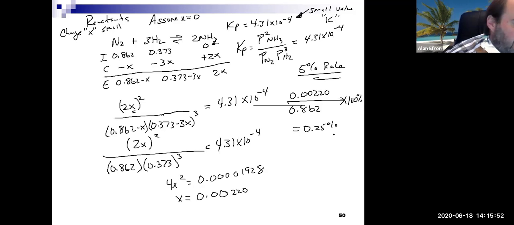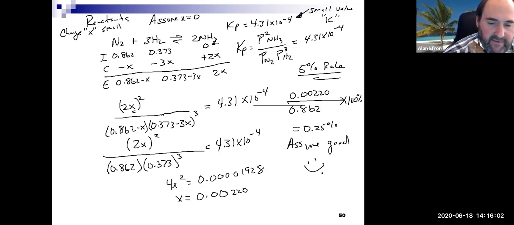And that is less than 5%. So that means that our assumption is good, right? Some happy faces, a check, whatever you like to do there. So our assumption there is going to be good. If you make this assumption, you do need to check it to make sure it's okay. It won't always be okay. So you definitely want to make sure that you don't skip over that point.